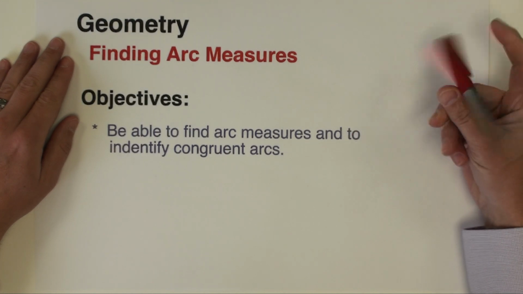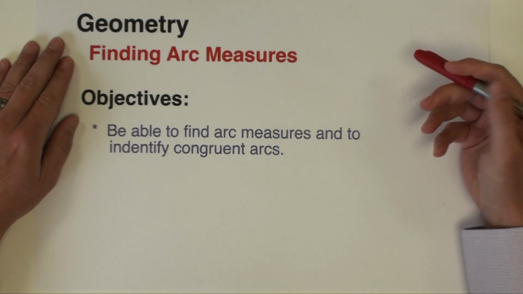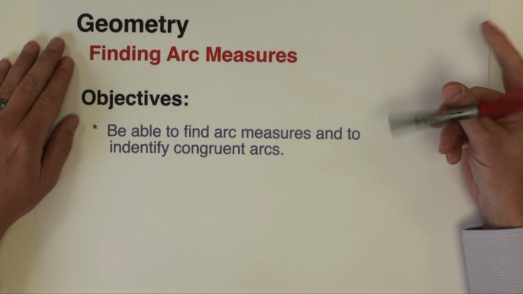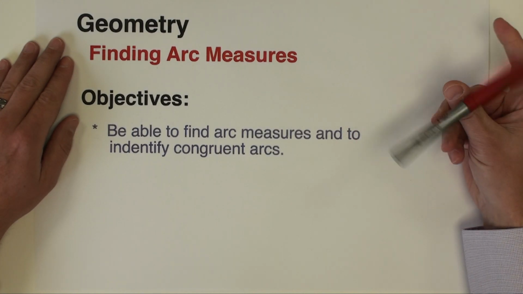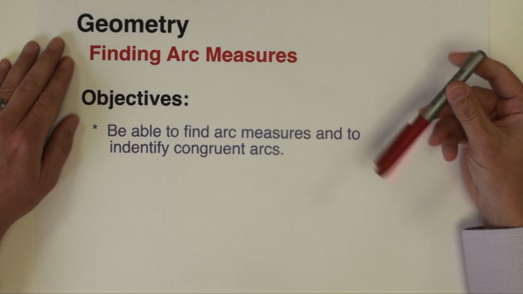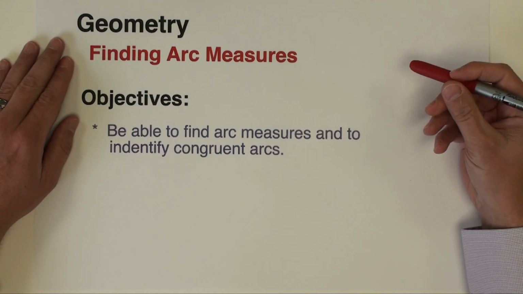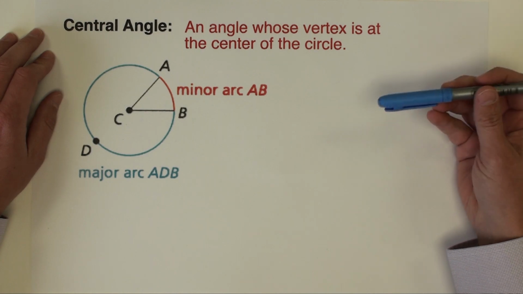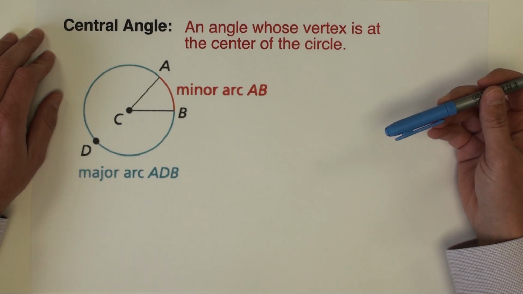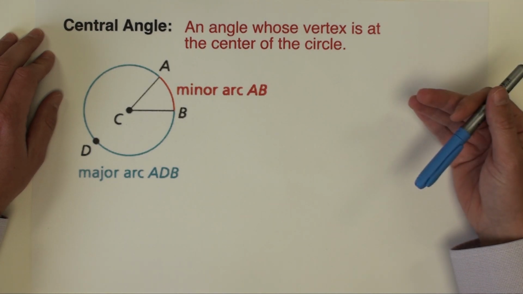Today's tutorial is going to continue with our study of circles. We're going to be talking about arcs of circles. In this video we'll talk about how to find the measure of an arc and how to identify if two arcs are congruent. Before we can talk about arcs, we have to first talk about what creates an arc.